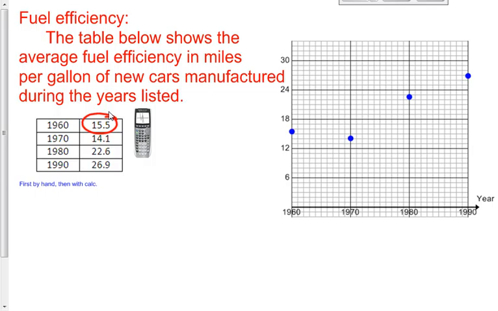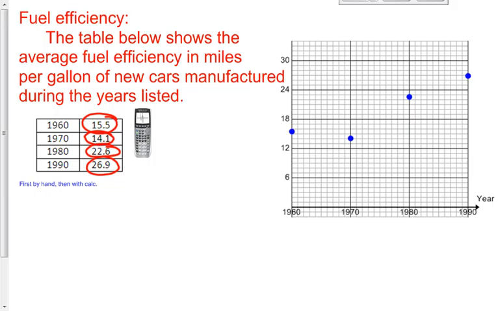Kind of strange actually, in 1970, the average car only got 14.1. So in that decade, it actually went down. But then as you could see in 1980 and in 1990, they went back up again to 22.6 miles to the gallon and 26.9 miles to the gallon. So as you can see, we're increasing.